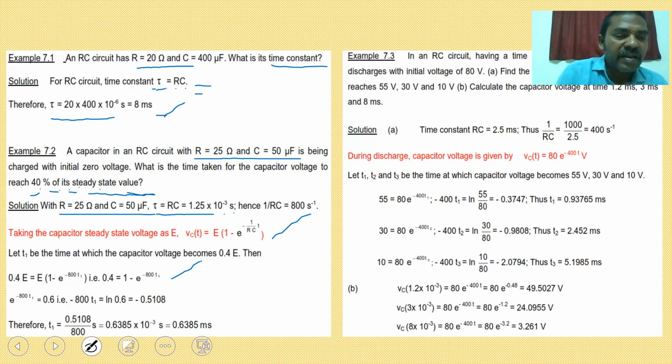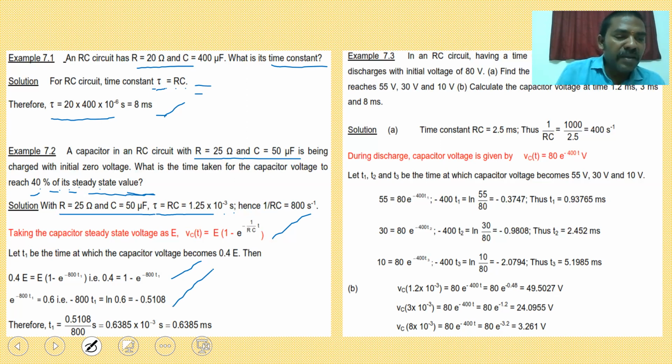On the LHS and RHS, E gets cancelled. So from the above equation, e power minus 800 t is equal to 0.6. From this, the time value you are calculating. So t is equal to ln of 0.6 divided by minus 800. So finally you can get minus 0.5108. This is the time value you are getting.